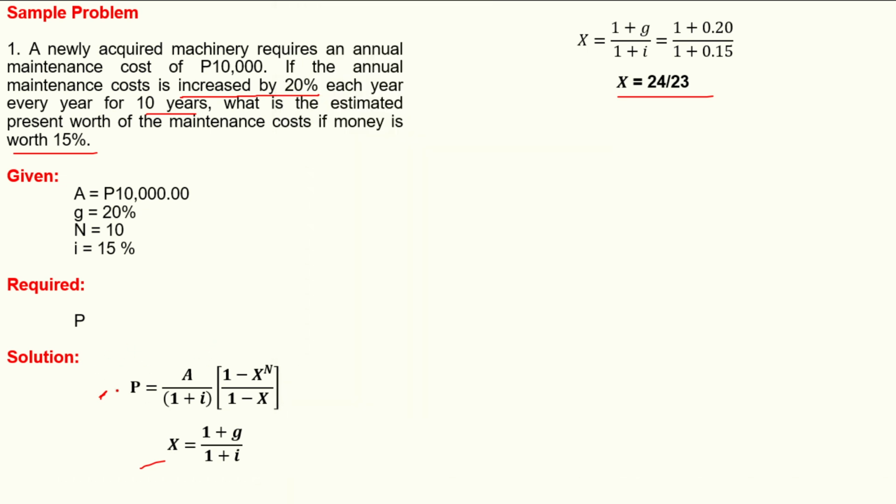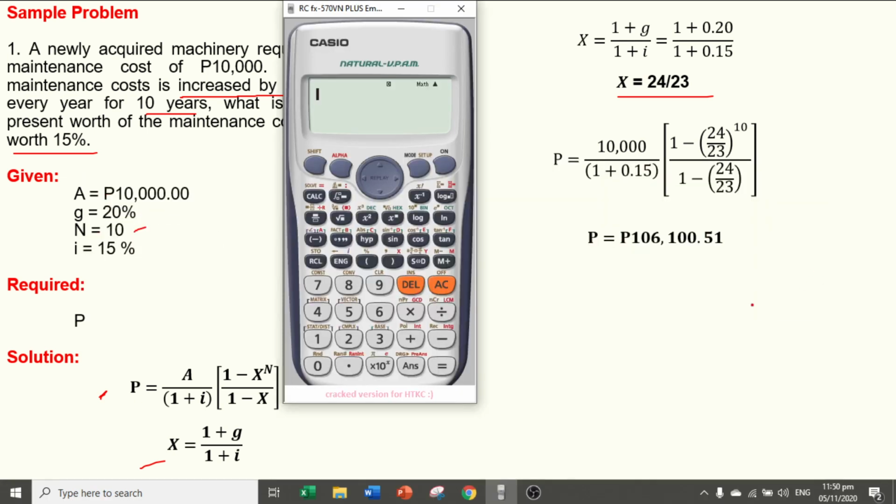Kunin mo na si P, si present. So, substitute na natin. A natin ay 10,000 over 1 plus I, which is 0.15, times 1 minus, ano x natin? 24 over 3, raised to n, which is 10. Given naman yan. Nag-direct sub lang tayo. Over 1 minus x, which is 24 over 3. Okay? So, P natin ay 106,100.51.